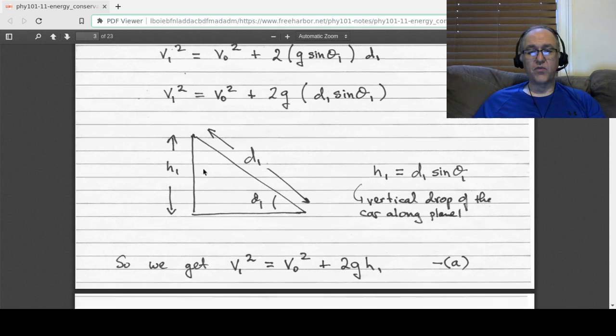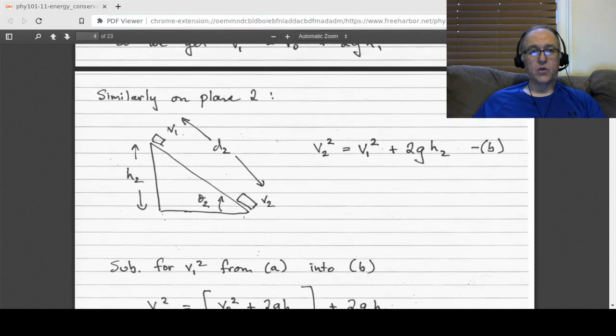Now, we can do this for the second plane too. So here we are, we've got plane number 2, and I redrew it, but it's kind of silly to redraw because all it is the same thing, but with subscript 2 replacing subscript 1. And so we have D2, theta 2, and H2. Okay, a little tricky with the velocities. The velocity at the top of plane number 2 is V1, and the velocity at the bottom of plane number 2 is V2. And so going through the same steps as before, you're going to find that V2 squared is equal to V1 squared plus 2gH2. Okay, so it's the same form.